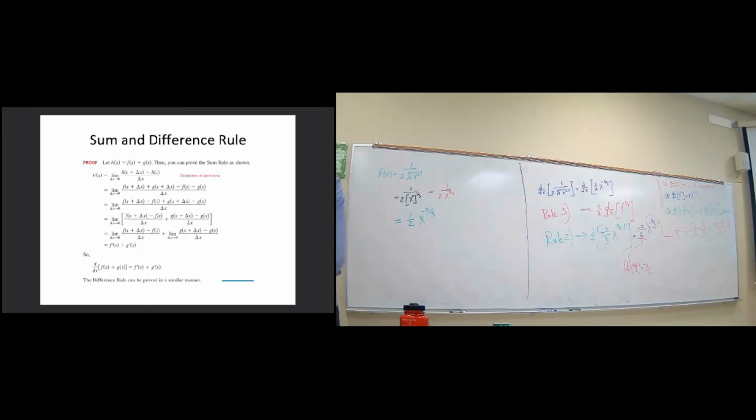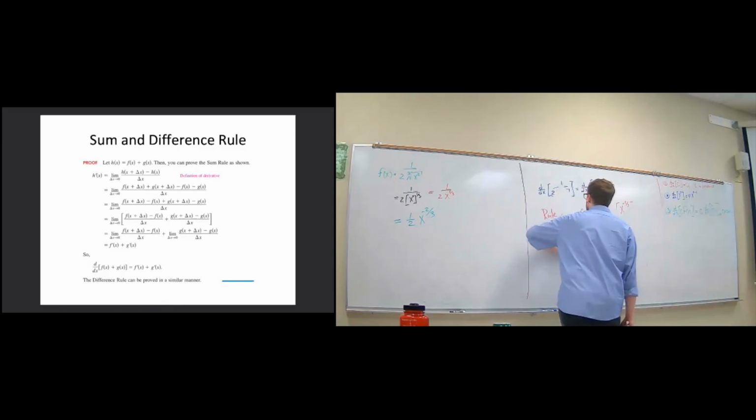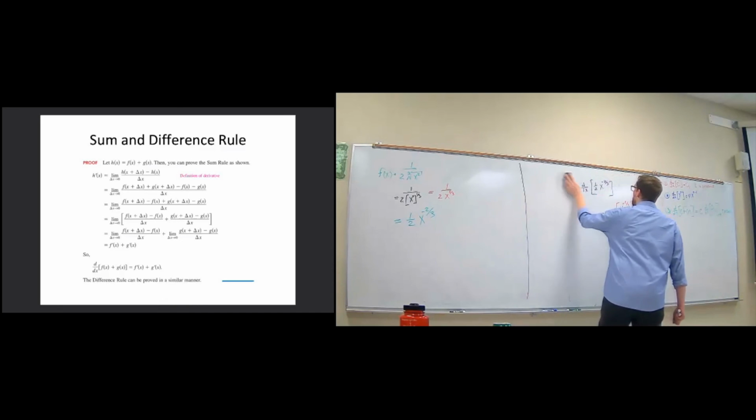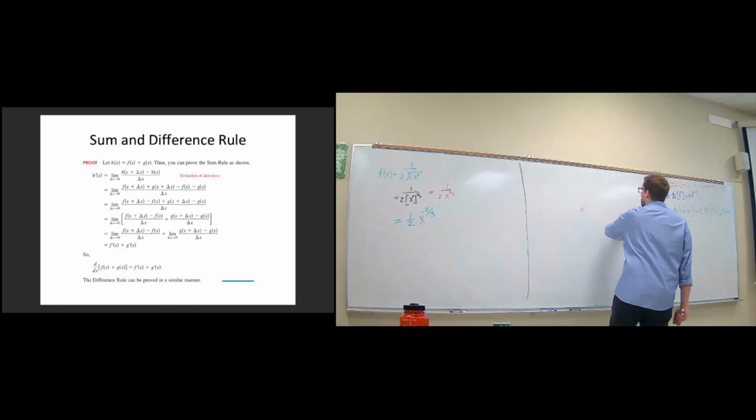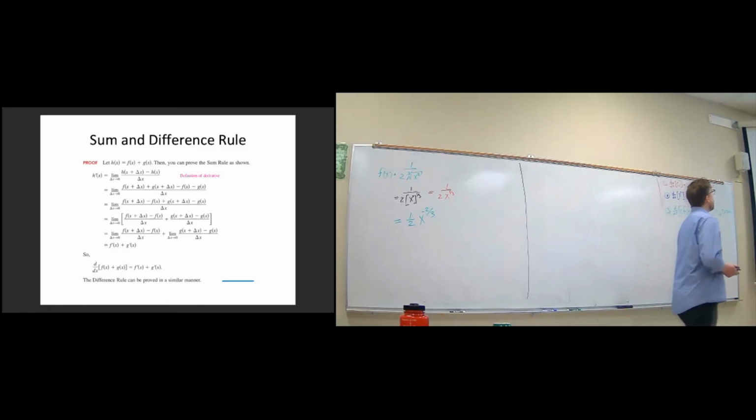So really quickly, we have what's called the sum and difference rules. The sum and difference rule just says that if you have two functions, you add or subtract them, and you take that derivative, well, that's just the same as adding or subtracting the derivative of the two original functions. So let's say we have a function, call it h. h is going to be equal to f of x plus g of x.